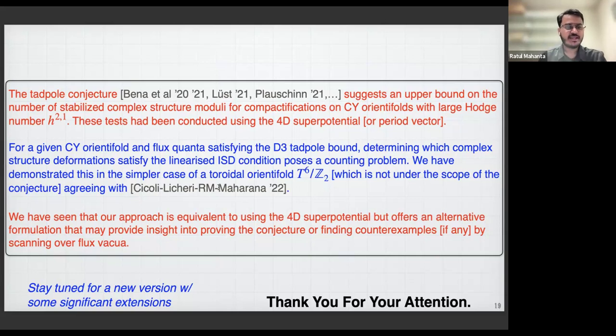I want to say, stay tuned for a new version. This should arrive within a week, I hope so. It has some significant extensions. It contains these explicit examples, and we have also tried to connect the linearized ISD condition with the F-flatness condition of the 4D effective theory. Although this puts some conditions on the Kähler potential, we want to look into it further in the future.